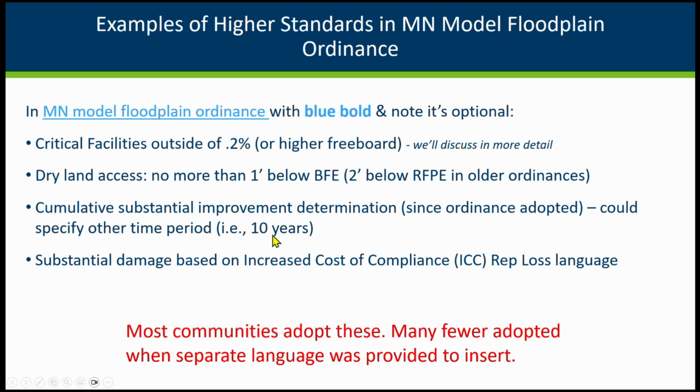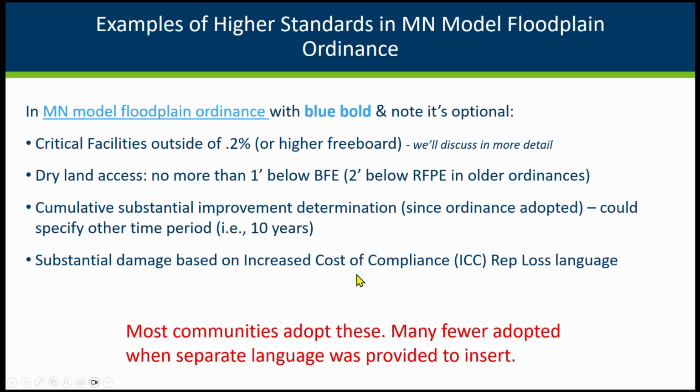We do have language about cumulative substantial improvement, or you could look at some other time period. The minimum requirements, you look at substantial improvement, which is part of the floodplain regulations, over at least a 1-year period. One thing that has been adopted by most communities that updated their ordinance since 2014 was getting the substantial damage based on the increased cost of compliance repetitive loss language. Basically, if you've got a flood insurance policy, you can get an extra $30,000 to help pay for the cost of bringing your building into compliance if it's substantially damaged and needs to meet the current floodplain regs.